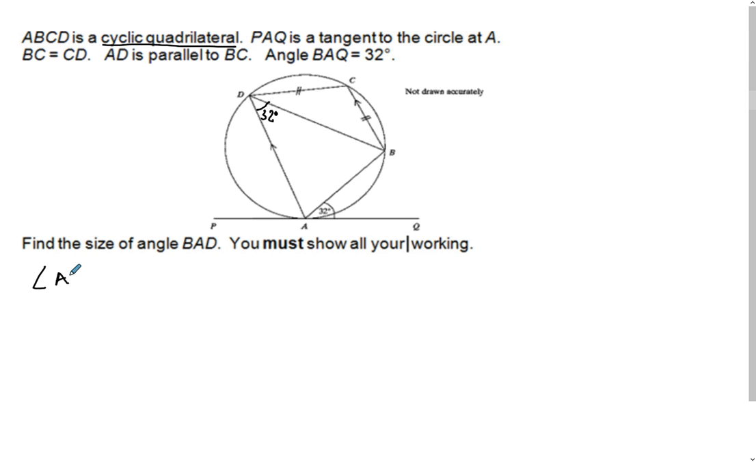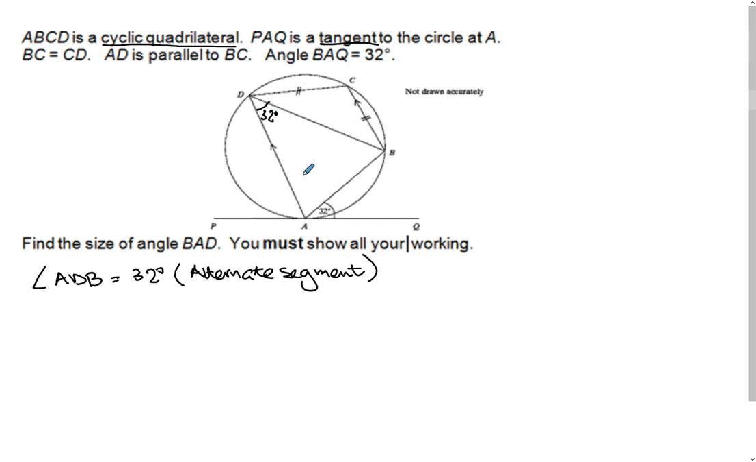So angle ADB equals 32. And again, I'm taking a shortcut, but you've got to write the whole thing: the angle between the tangent and the chord is equal to the angle in the alternate segment. So that was what they gave the tangent for. BC equals CD, so that's an isosceles triangle.